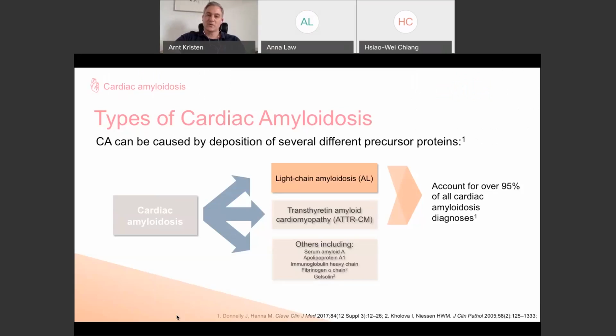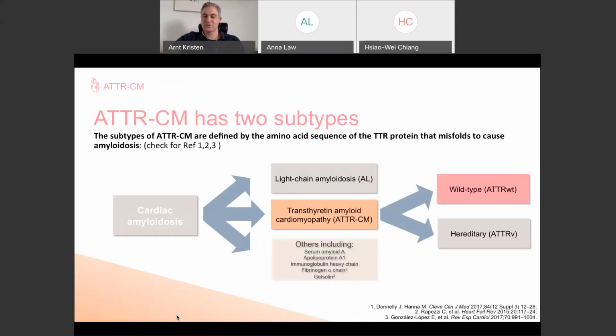So as you all know, there are two different types of cardiac amyloidosis. We have to differentiate light chain amyloidosis and transthyretin amyloidosis, which are the most common forms of cardiac amyloidosis, and these forms account for over 95% of all types of cardiac amyloidosis, and then there are some rarer forms of cardiac amyloidosis shown on the bottom of the screen.